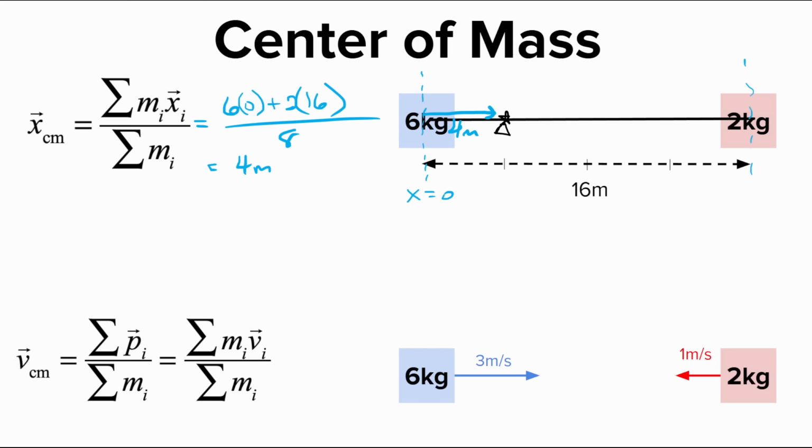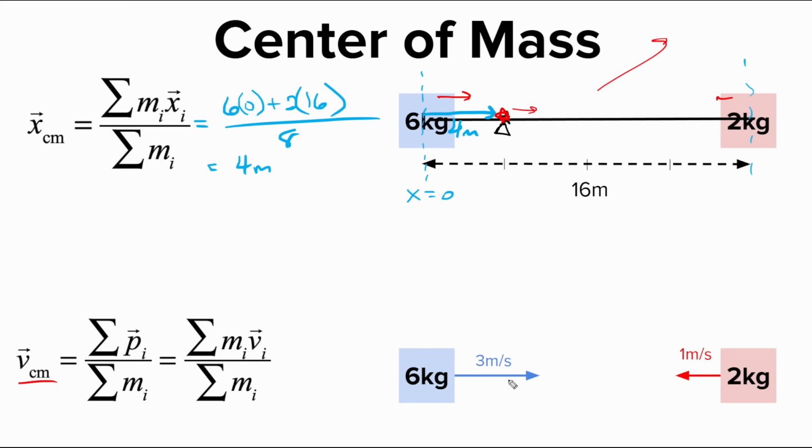How about velocity of center of mass? Since the center of mass is a location, it could move. Right here, if they're at rest, it wouldn't move. But if these guys are moving around, well, this center of mass could change its location. It's not just going to stay put while all the masses head away. So say you had a 6 kilogram mass heading 3 meters per second to the right, and a 2 kilogram mass heading 1 meter per second to the left. You wanted to know, what's the velocity of that center of mass?